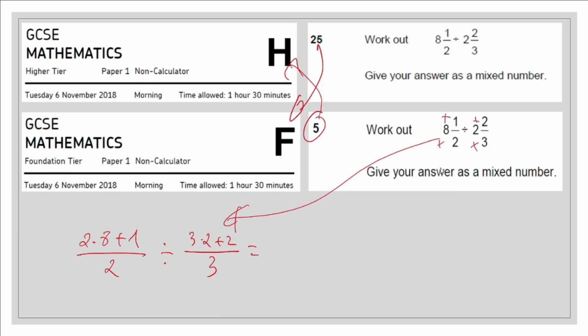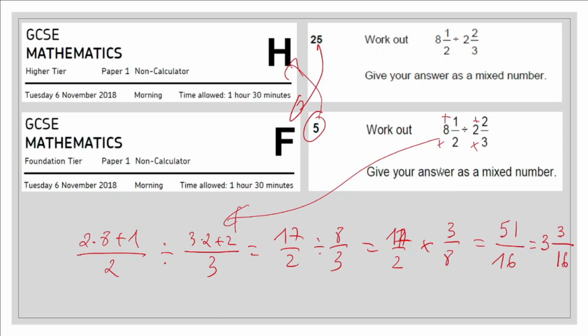The first one is 2 times 8 plus 1 is 17 over 2 divided by 8 over 3, and then we need to keep the first fraction and then multiply by the inverse of the second one. What we get is 17 times 3 is 51, and then 2 times 8 is 16. You can then look at 16 goes into 51 3 times, so we have 3, and then 16 times 3 is 48, 51 minus 48 is 3, and then we have the denominator as a mixed number.